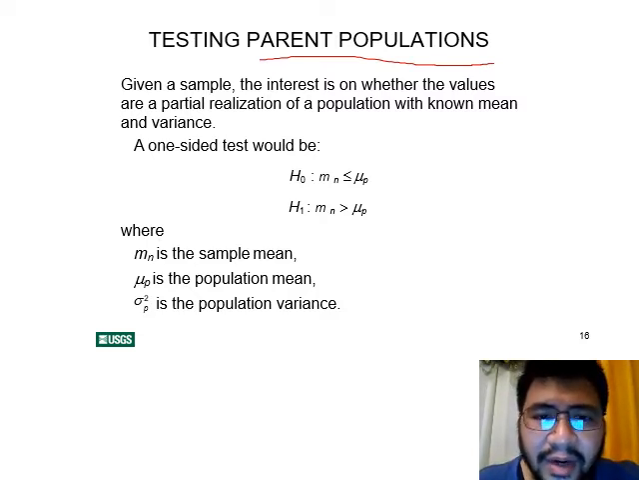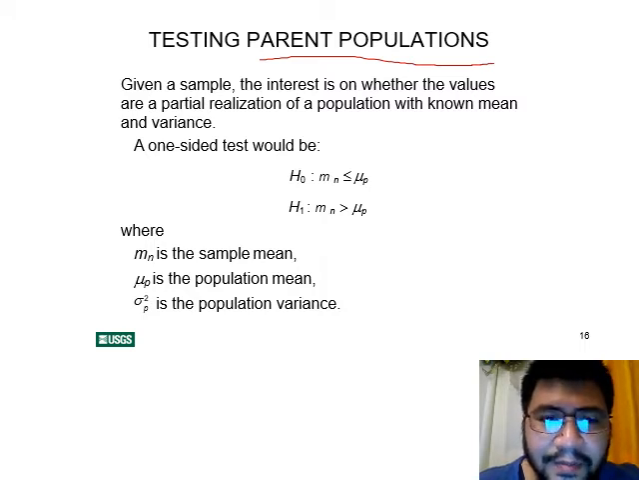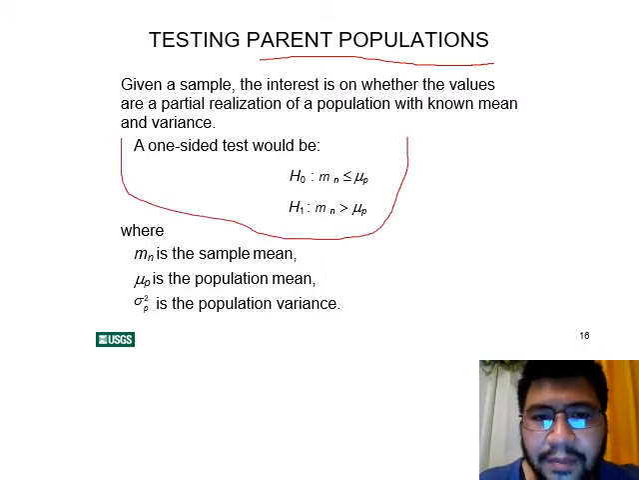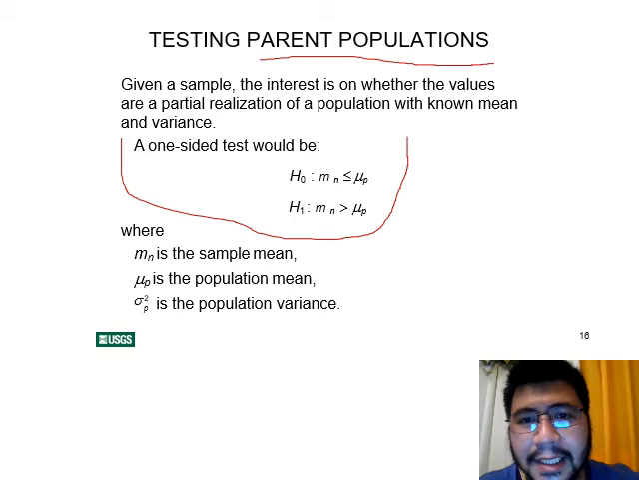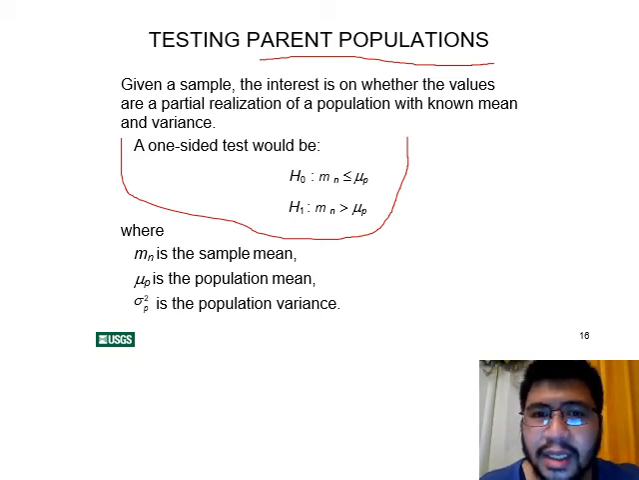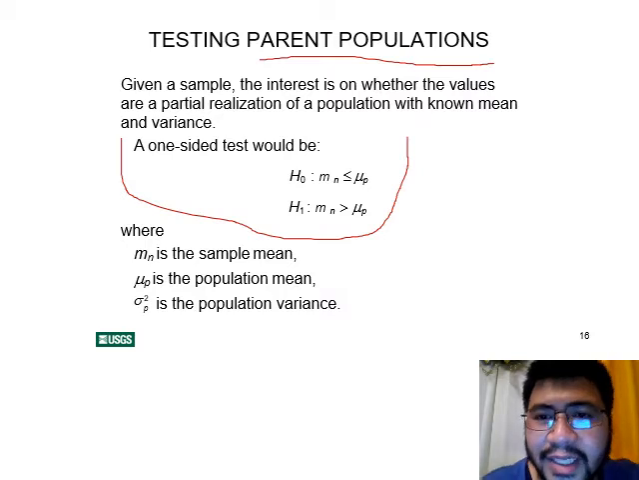All right, and you have here an example of a one-sided test, specifically a parent population test that is one-sided. Okay? And here you have a right-tailed test, which means that in the null hypothesis, the sample mean is less than or equal to the population mean, and we will reject the null hypothesis if the sample mean is bigger than the population mean. Okay.